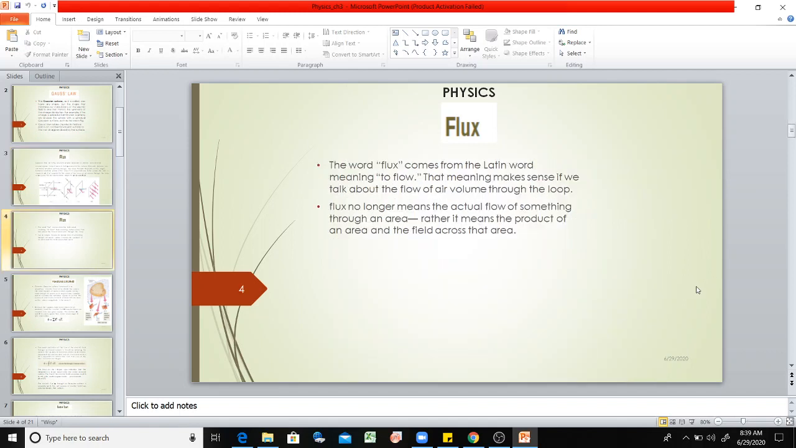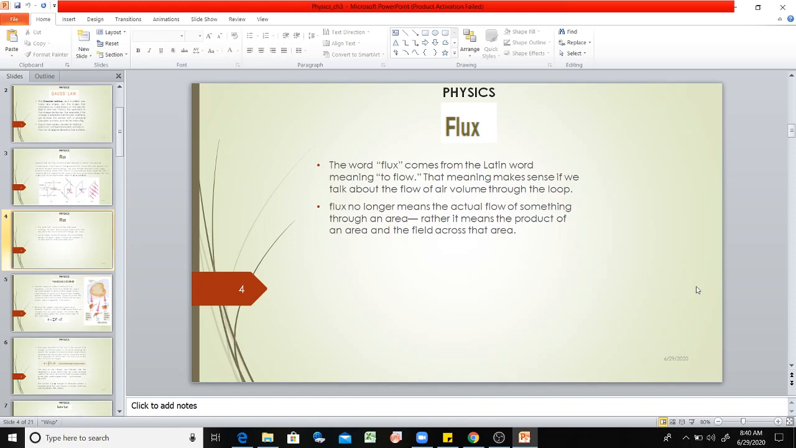So what is flux? The word flux comes from the Latin word meaning to flow. That meaning makes sense if we talk about the flow of air volume through the loop. We always consider the example of air volume flowing through a room, how much air is flowing through the room and what is the angle of the flow. So these are two main components.